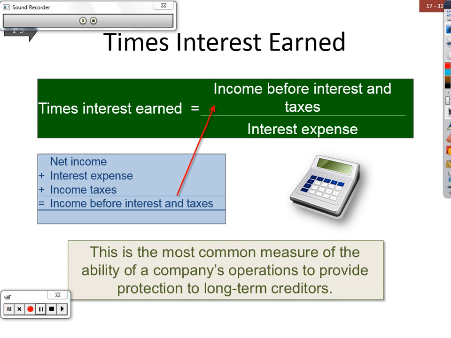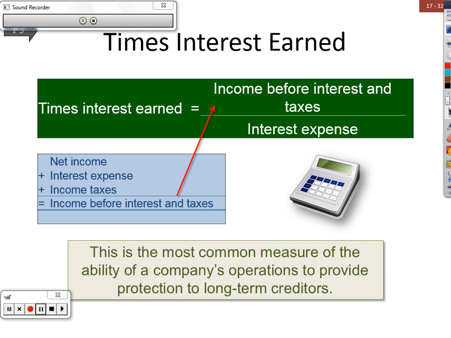Times interest earned: income before interest and taxes divided by interest expense. What is the main purpose of this ratio? What you're trying to measure is basically, with all your long-term assets, the loans that are going to accrue interest, the bonds that are going to accrue interest, things of that nature, how much interest are you really paying your long-term creditors, right?